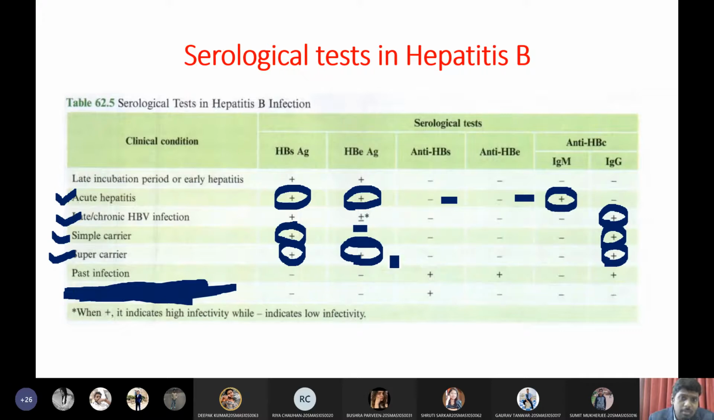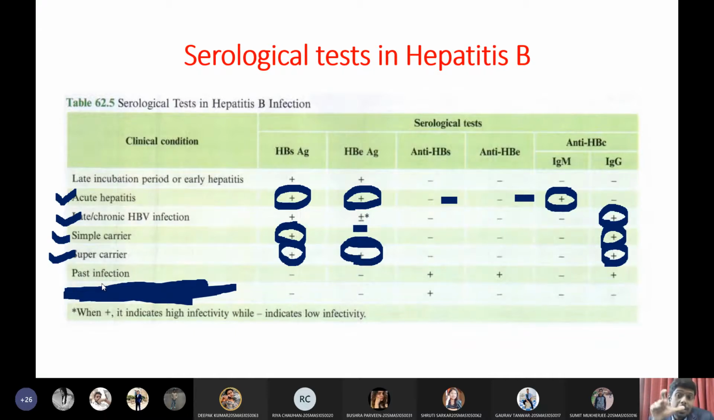Okay, supercarriers will have both S antigen and envelope antigen, whereas simple carriers will have only surface antigen. Acute infection can be identified by presence of core M antibodies in the circulation, and presence of G antibodies indicates chronic, prolonged infection in the patient. So the first four are clear. Then past infection. Okay, the patient got infection and he recovered. Once upon a time, maybe some 10 years ago, the patient had infection, but he recovered.